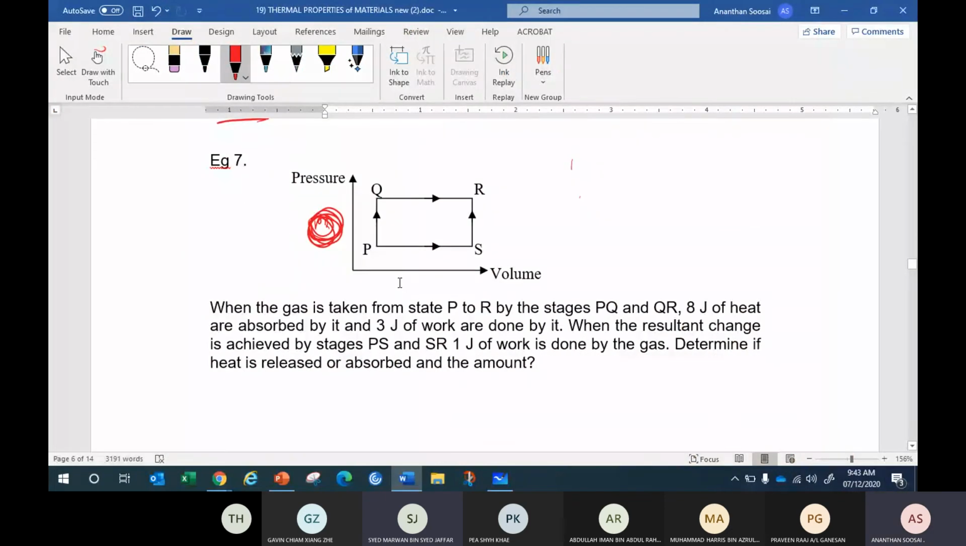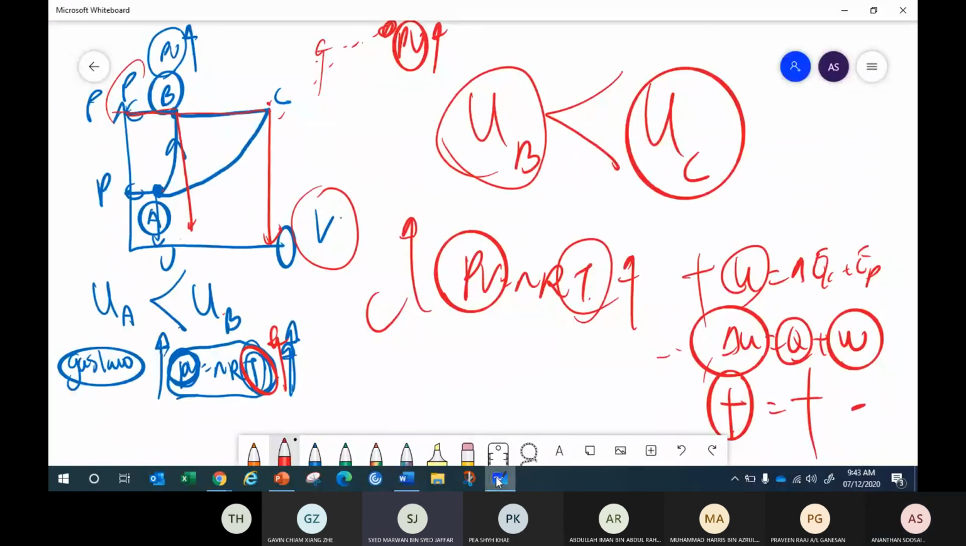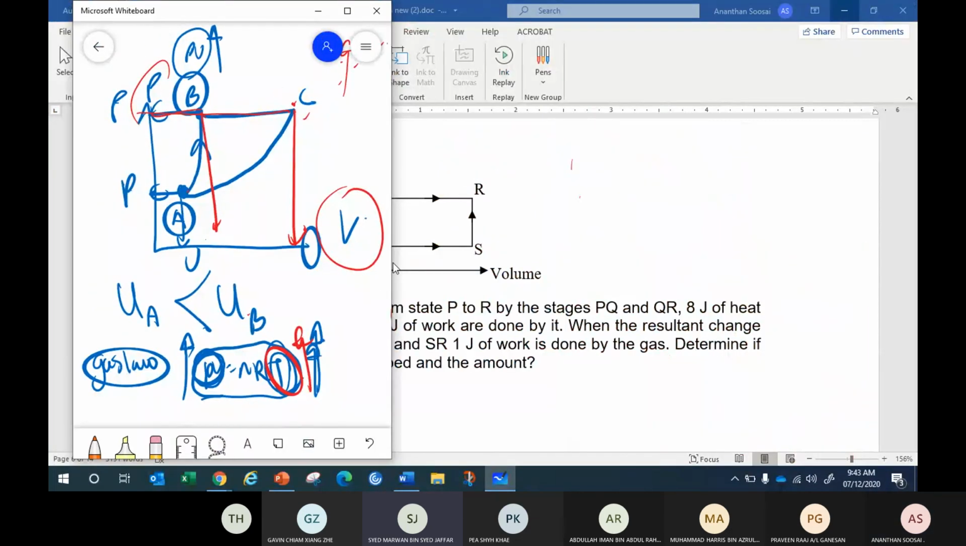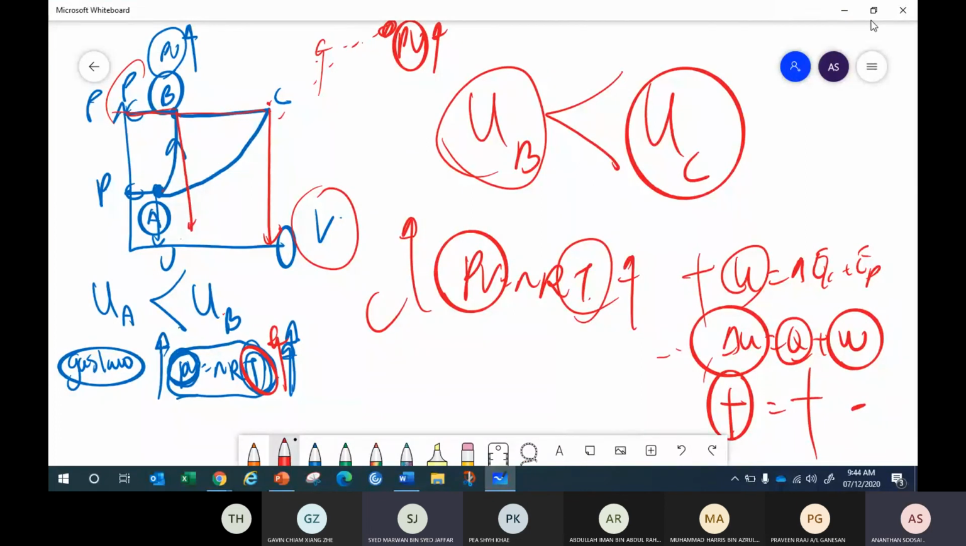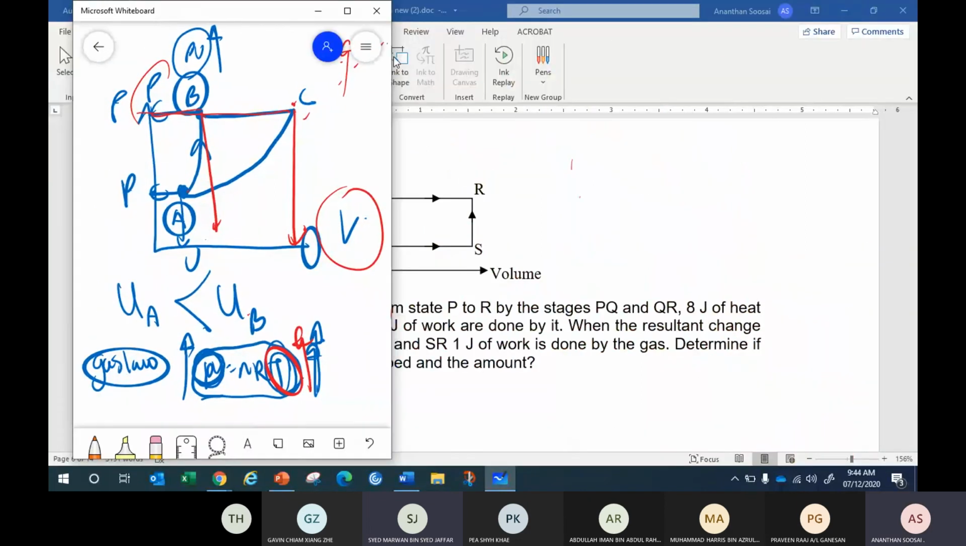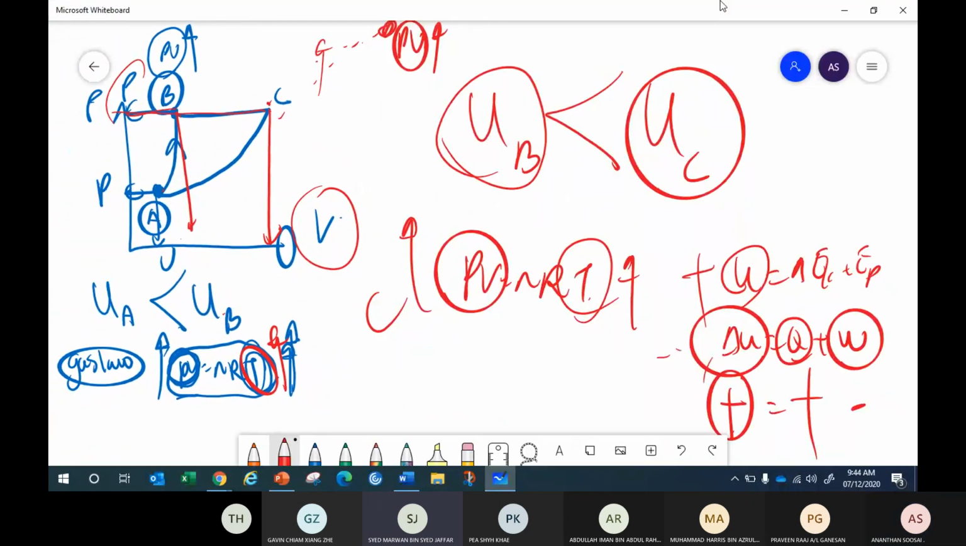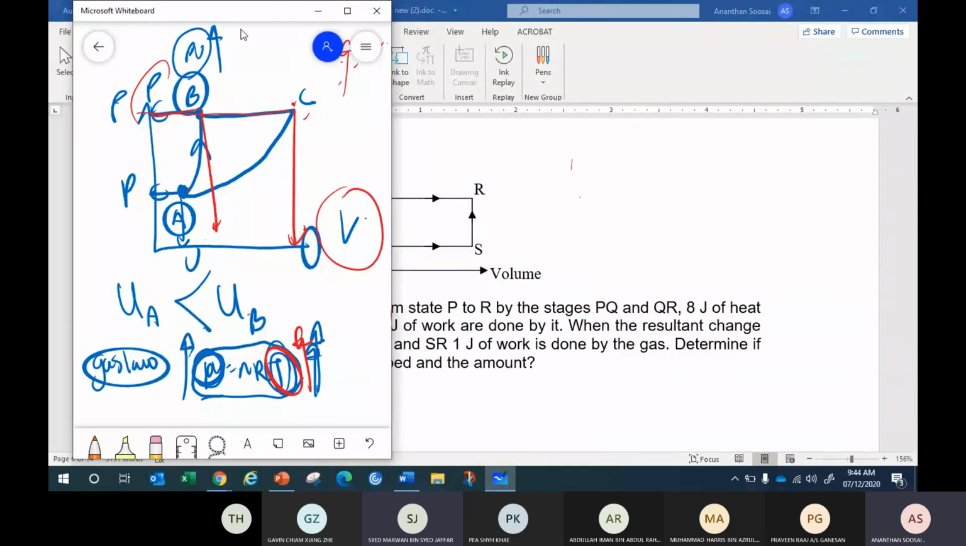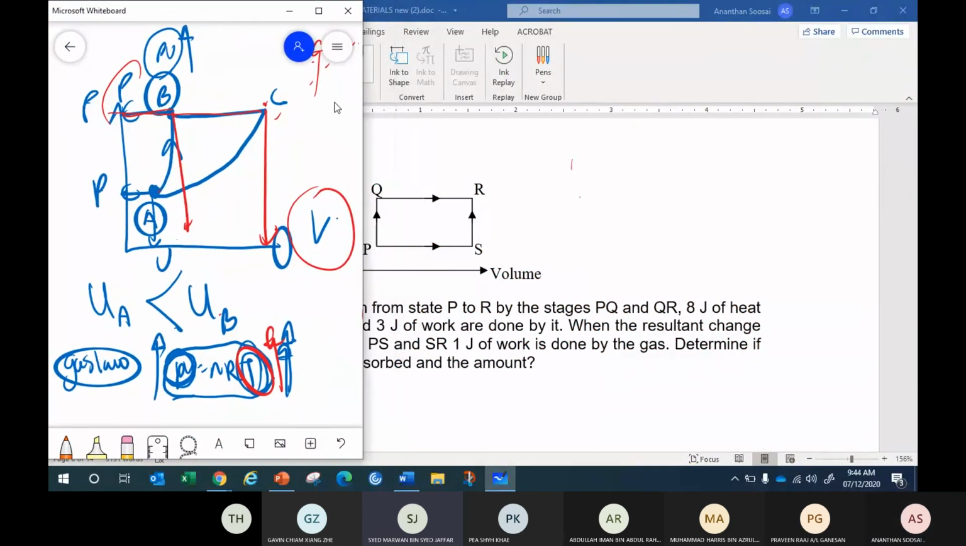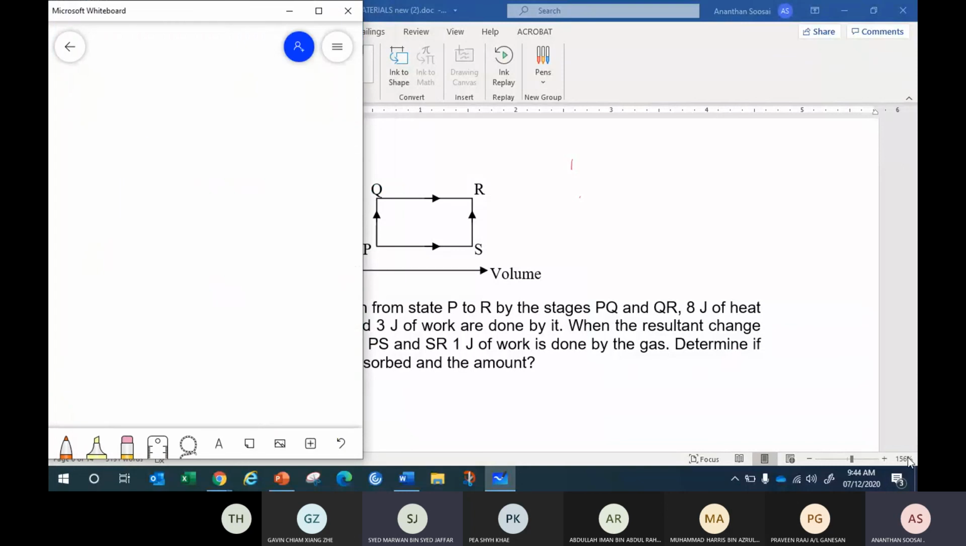Can you see the question here, number 7? Tell me, P, Q, R, S, at which point does the gas have the greatest internal energy? Anyone? Hey guys, so which point?